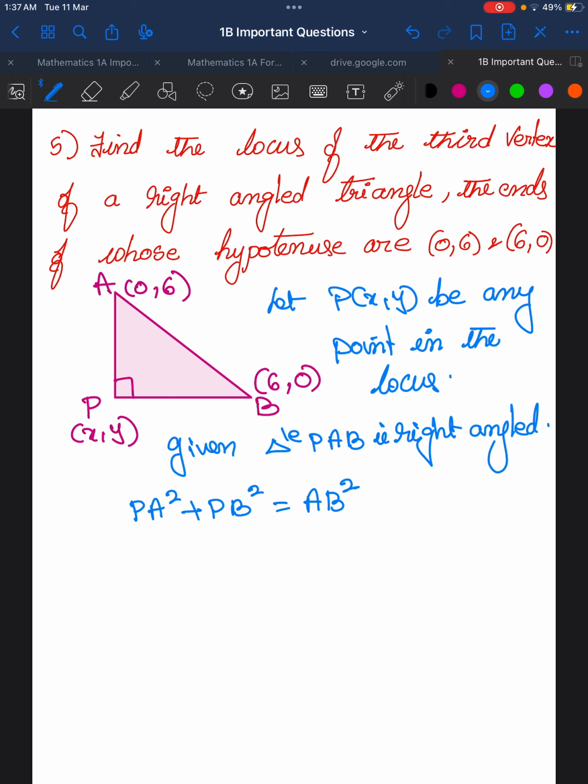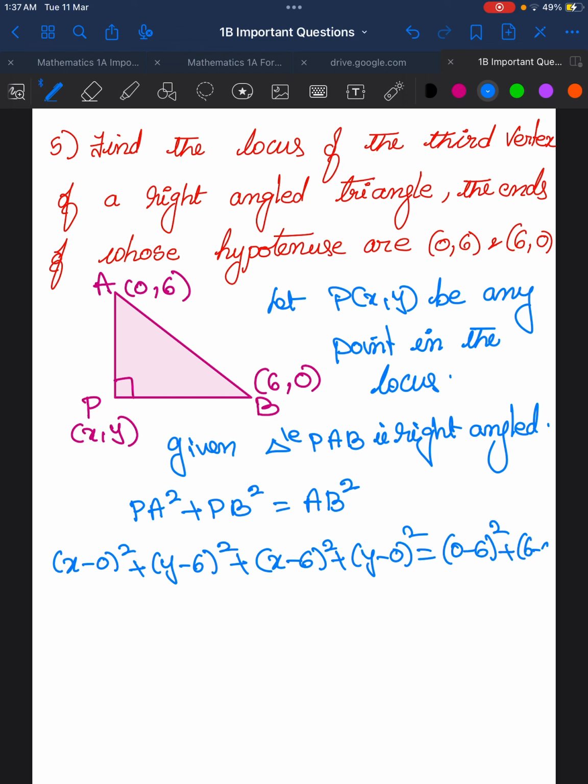PA square, distance from P to A, square. Distance means square root. Square root will go on now. Squaring. After doing squaring, square root will go on. So I got x minus 0 whole square plus y minus 6 whole square. PB square, x minus 6 whole square plus y minus 0 whole square is equal to AB square, 0 minus 6 whole square plus 6 minus 0 whole square. Like this I got. Now I just want to simplify.